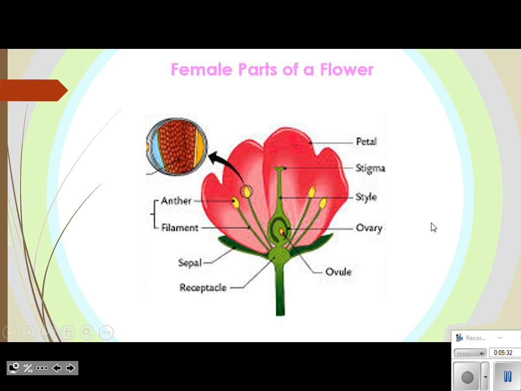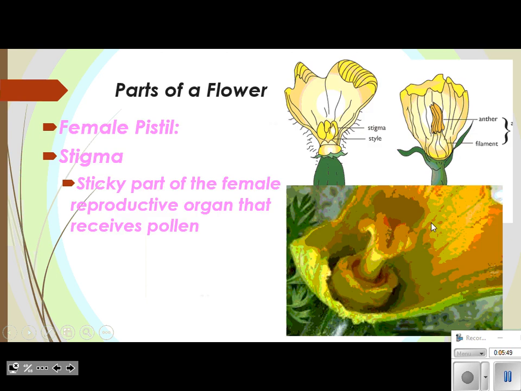Now we're going to get into the female parts of the flower. I just have a picture here. It's a cross section of a flower. It has both the male parts and the female parts on it. We're going to start off talking about the female parts. So, all of the female parts together are what we call the pistil.